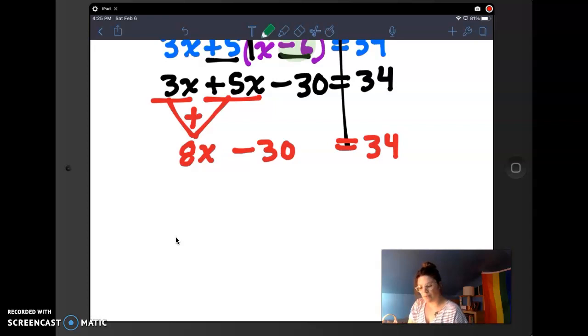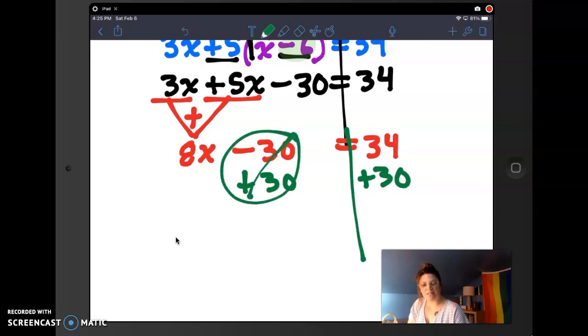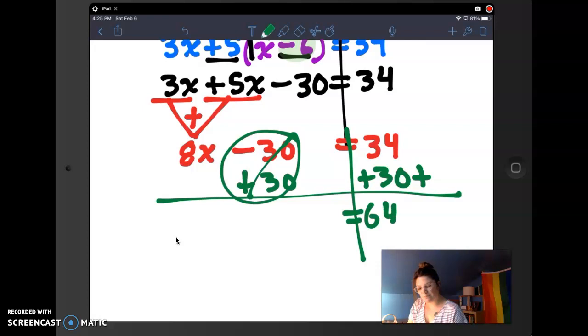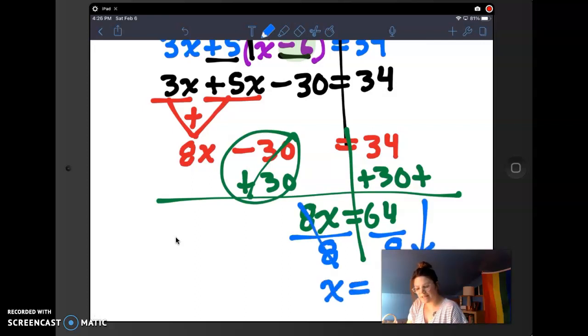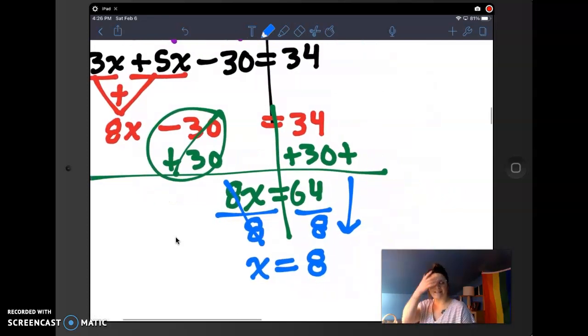So we're going to go plus 30 to both sides. We want to get the x alone. We created 0 on the left-hand side. 34 and 30 makes 64. The 8x's are still on the left-hand side of the equal sign. And the last step is to divide by the number that's in front of the x. Always dividing top to bottom. We're going to get x is equal to 8. 64 divided by 8 is 8.